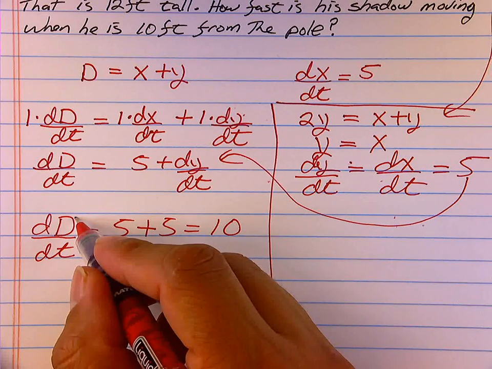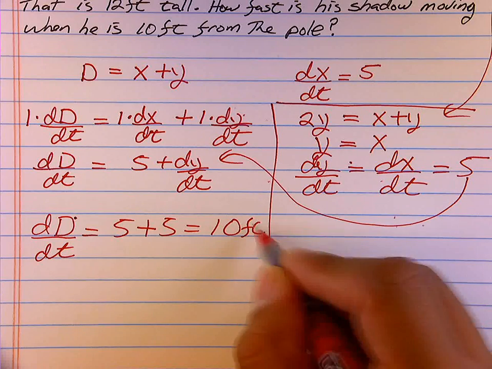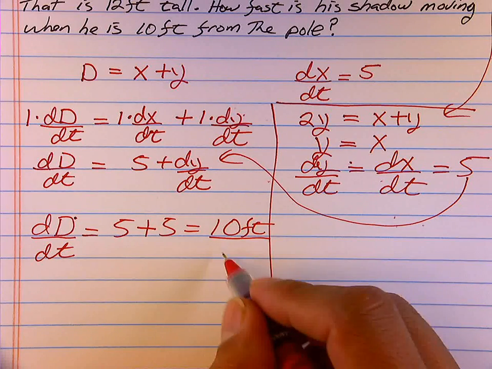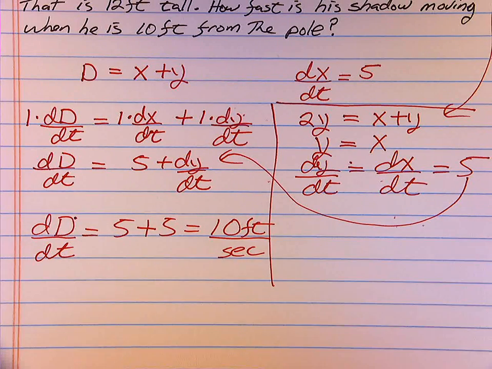And my top unit is in feet. My bottom unit is in time, or specifically seconds. So the length of this shadow is moving at 10 feet per second away from the light pole.